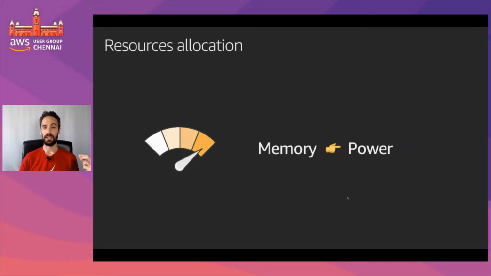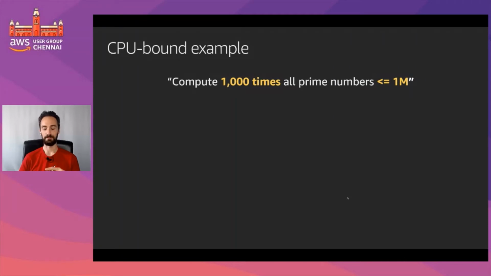So keep in mind, if your function doesn't need a lot of memory, a lot of developers will just give it 128 megabytes, which is the bare minimum, thinking that it will also be the cheapest. But is it true? It's not true. So we'll get there. I'll demonstrate it to you.